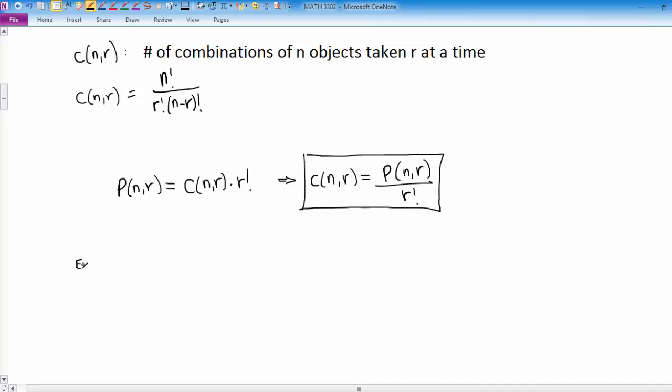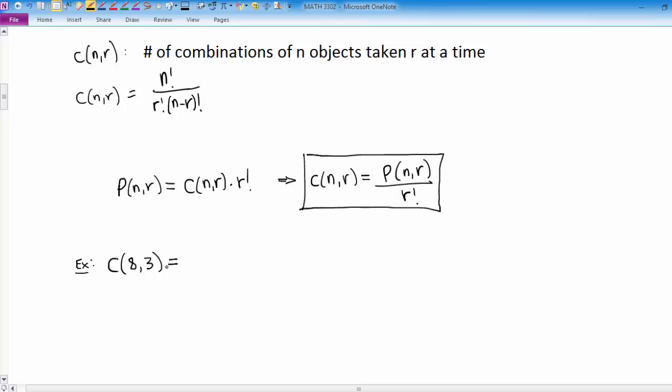Let's take a look at one example. Let's say we want to find the number of combinations of 8 books taken 3 at a time. Now, what is the difference here from permutations? With combinations, you're simply grabbing 3 books out of 8, but you're not arranging those 3 books. You're simply picking those 3 books from a bag or from a box. So you don't regard any order here. The order is not important.